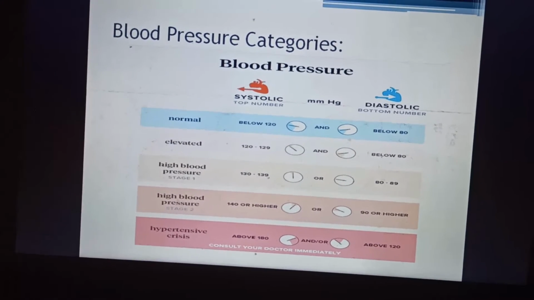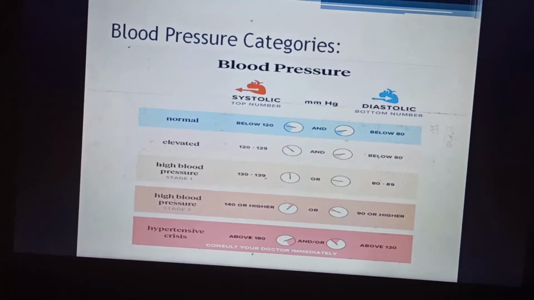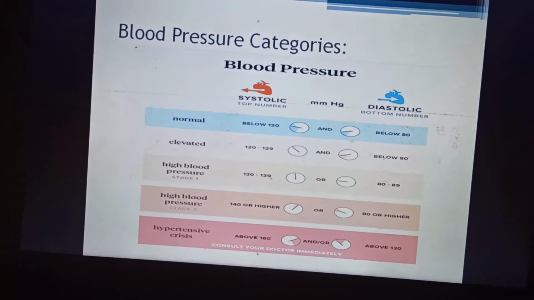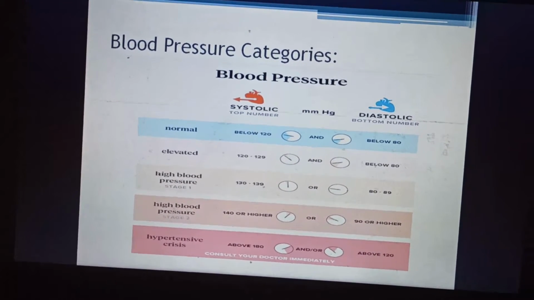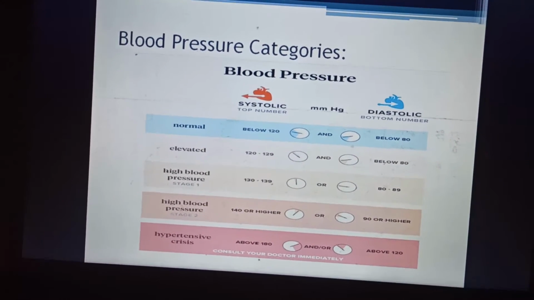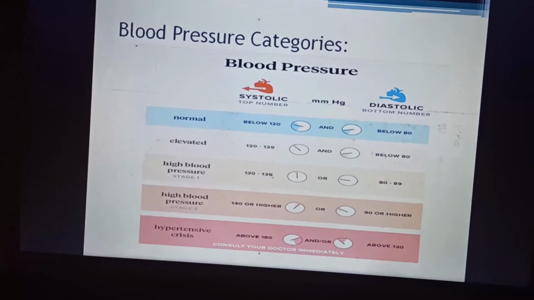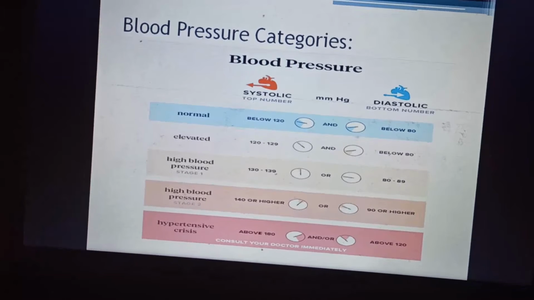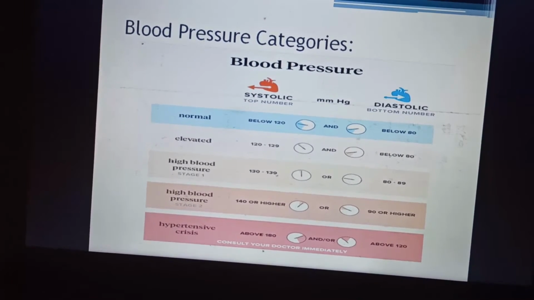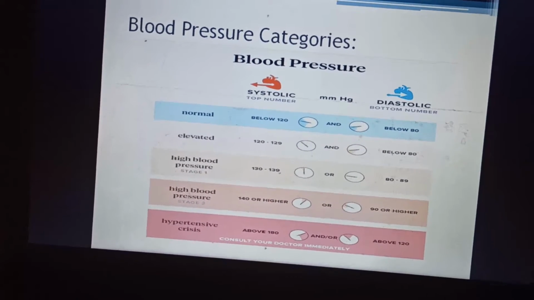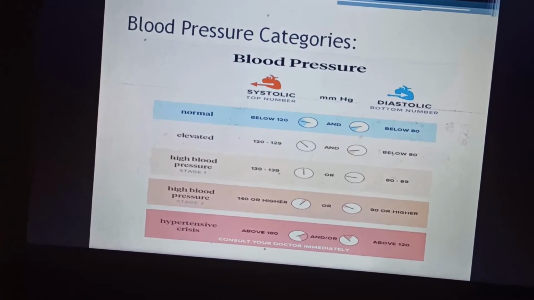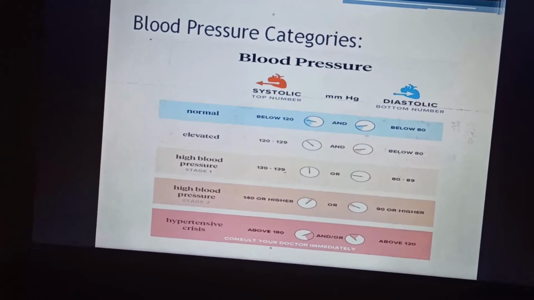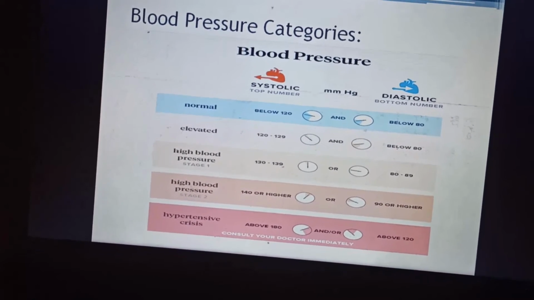Hypertension stage 1 is when blood pressure consistently ranges from 130 to 139 systolic or 80 to 89 mm of mercury diastolic. At this stage, doctors are likely to prescribe lifestyle changes and may consider adding blood pressure medication based on your risk of atherosclerosis and other cardiovascular diseases.